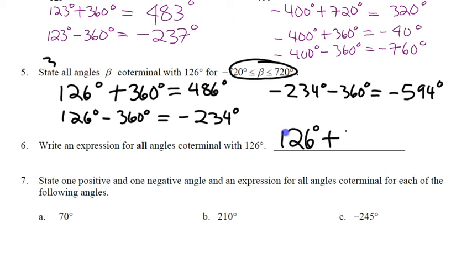126 degrees plus 360 degrees, where n belongs to the integers. And what letter do we use for integers?